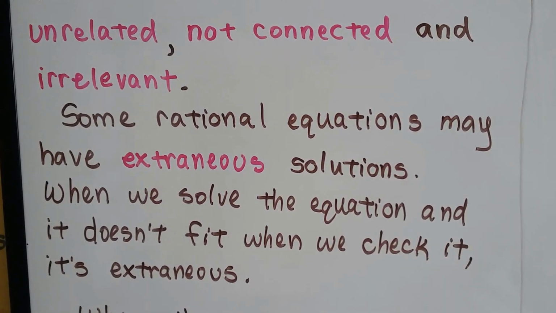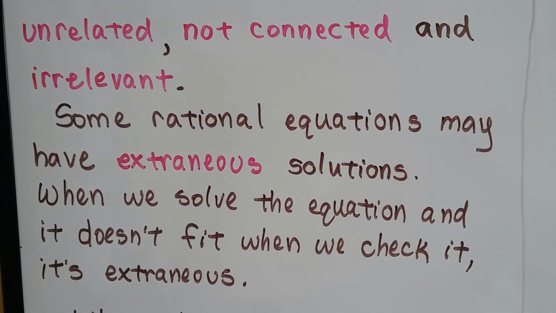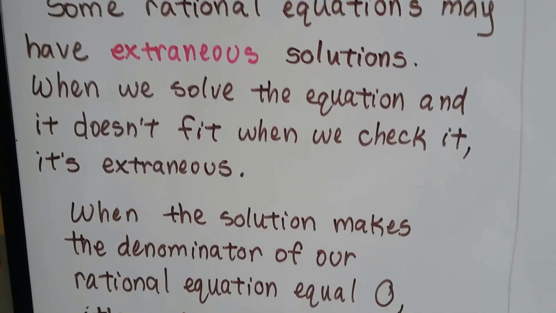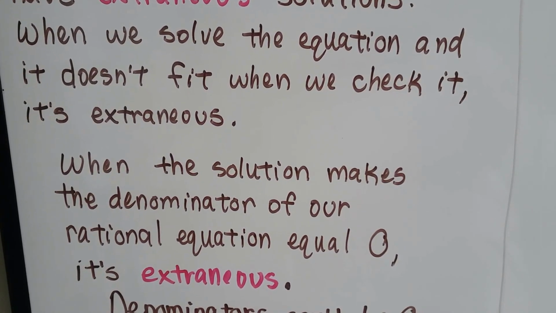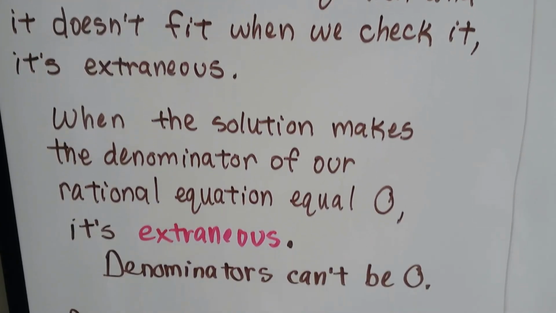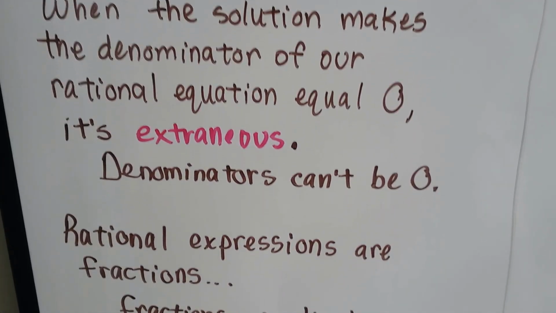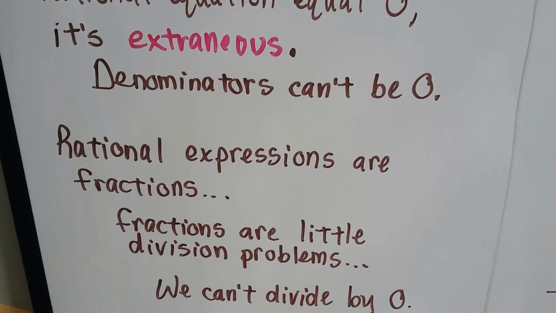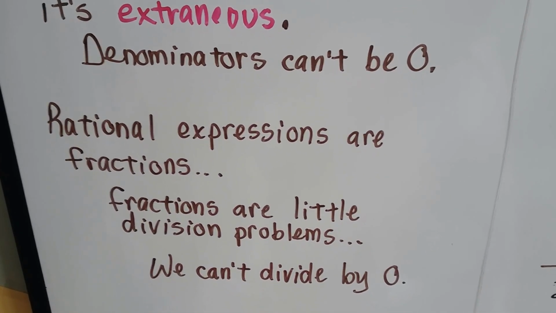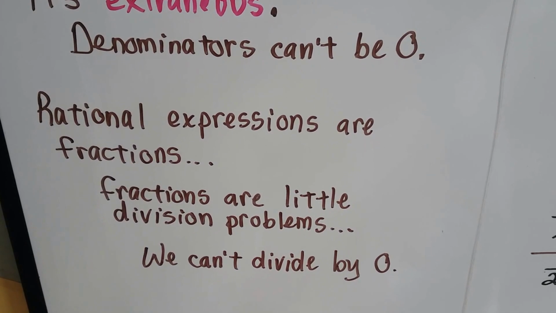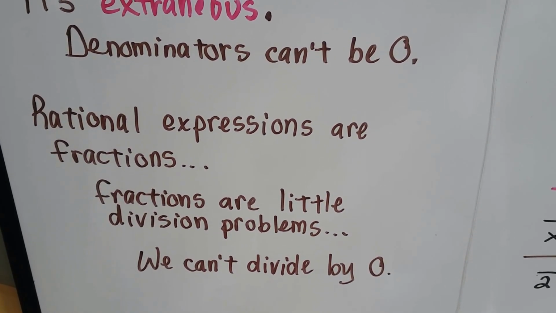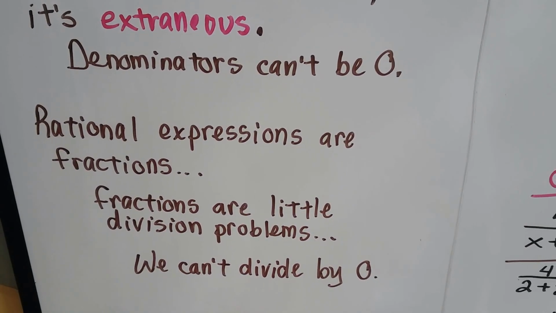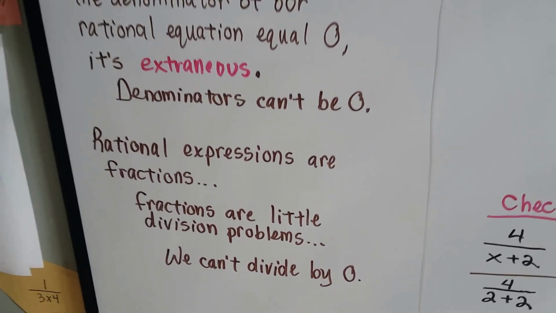When we solve the equation and it doesn't fit when we check it, it's extraneous. When the solution makes the denominator of our rational equation equal to 0, it's extraneous. Denominators can't be 0. Rational expressions are fractions, aren't they? And fractions are little division problems. I always say that. We can't divide by 0, so if it says the denominator is going to be a 0, it's an extraneous solution.